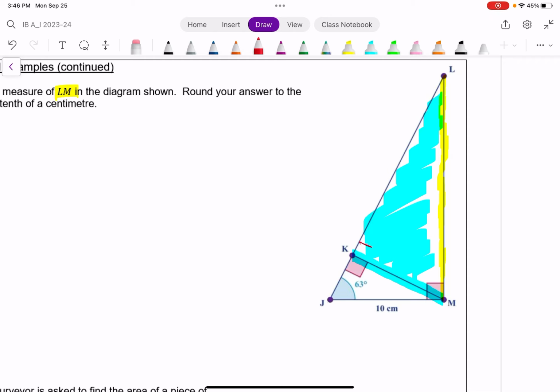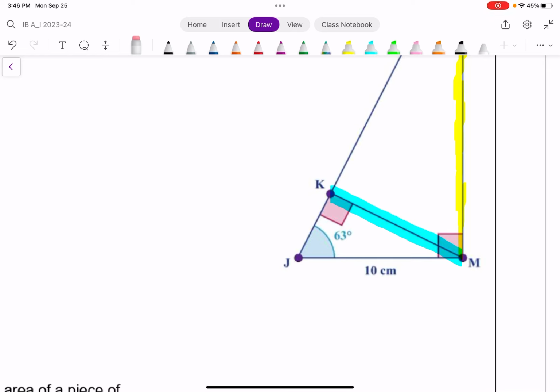There must be a 90-degree angle here. And once I know one of those sides, I have more information. But let's do this one step at a time. Let's first find the length of KM. So looking at the bottom triangle, 10 is the hypotenuse. And from 63 degrees, the side I'm trying to find, KM, is opposite to 63 degrees. And 10 is a hypotenuse, so I want to find the opposite side.